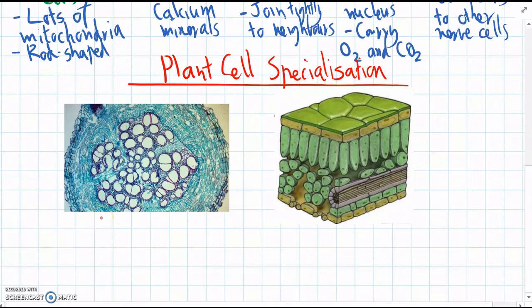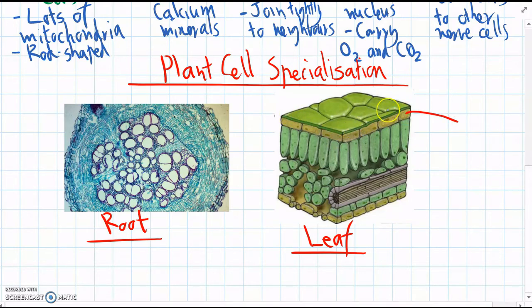So here are a couple of pictures of some plant cells. This is a cross-section of a root under a microscope, and this is a drawing of a leaf cross-section where we've cut through the leaf. So we can see plants also have particular cells that make up the outside layer of the leaf, and these are called epidermal cells. These cells produce wax on the outside of the leaf, which protects the leaf, and it stops water escaping as well.